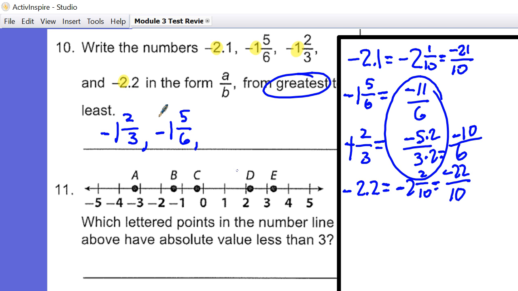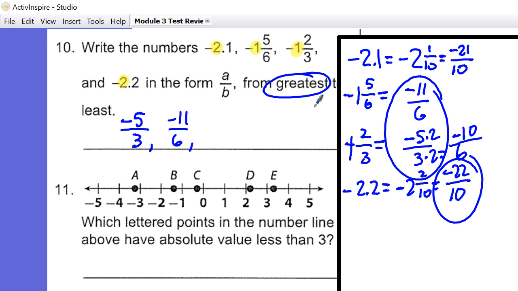Then I've got my 2 numbers that would have been in the negative 2 range to go last. And I can just use those in decimal form. I guess I was supposed to write, now that I think about this, the directions. I was writing them back to what they were supposed to be. But it said to write them in the form of A over B, then in least to greatest. So I'm going to go back and redo this. It's negative 5 over 3, comma, then it's negative 11 over 6, comma, and then it's my 2 decimals. And the one that would be farthest to the left would be last. That's going to be negative 22 over 10. So I'm going to put that one last. And then third would be negative 21 over 10.